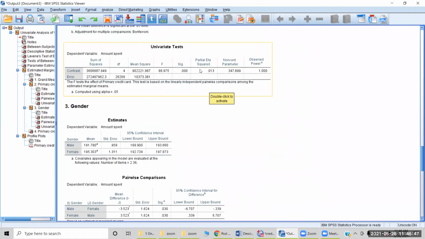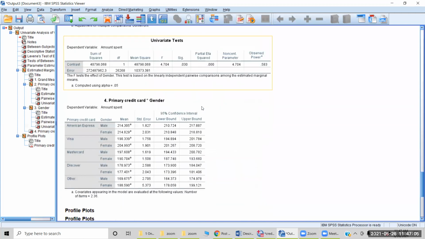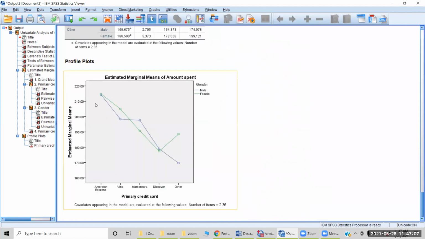The F-test is significant, which means the variables included in the model do affect the dependent variable spending, but their effect size is just 1.3%, which is ignorable. So this is how we can analyze, and graphically the same thing is here.